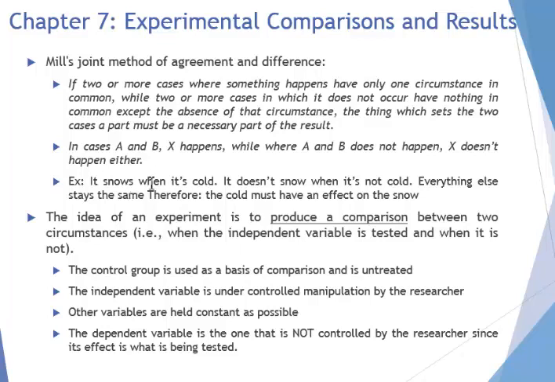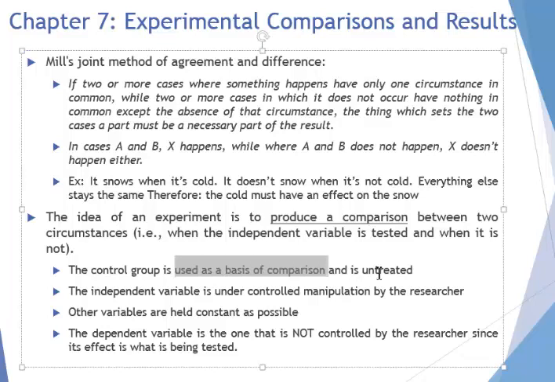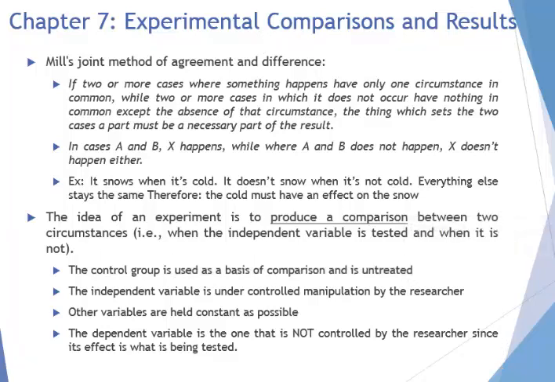So the idea of an experiment is to produce a comparison between the two circumstances, when the only thing that is different between the two cases is a different level of the independent variable. The control group is used as a basis for comparison and is untreated. In other words, it doesn't get the independent variable. The independent variable is under controlled manipulation by the researcher. In other words, you can give a lot or a little or none of it.